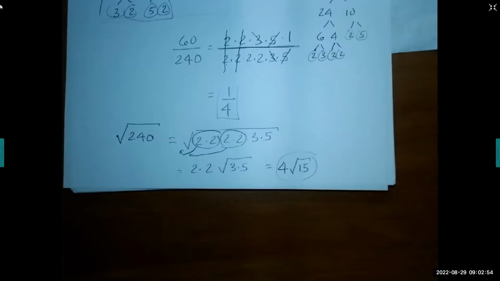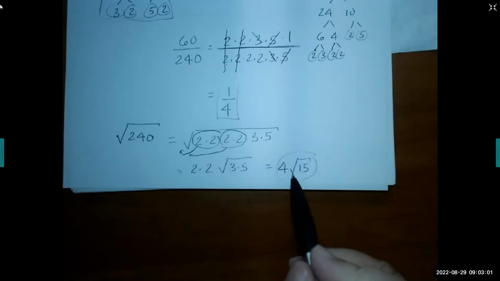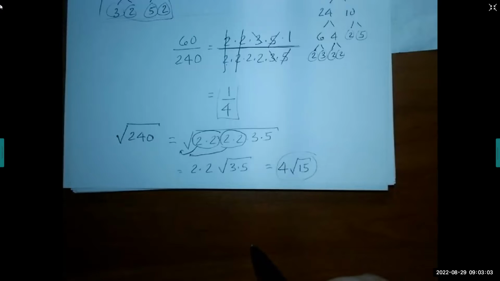Whatever you can take out from the radical, take it out. Whatever stays inside, stays inside. So the square root of 240 is 4 radical 15. Make sense? Again, all we're using is the same rules, which is now applying at different places.